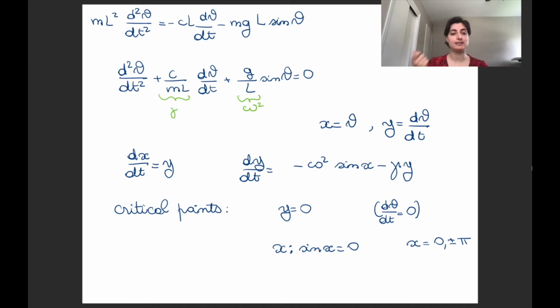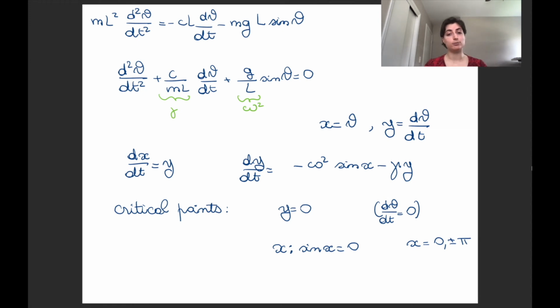We now have x and y, and we're taking the derivative of x with respect to time and the derivative of y with respect to time, and we have some information about them. So the derivative of x with respect to time is y, while the derivative of y with respect to time is the one that comes from our angular momentum equation for the angle, and it's minus omega squared sin x minus gamma y.